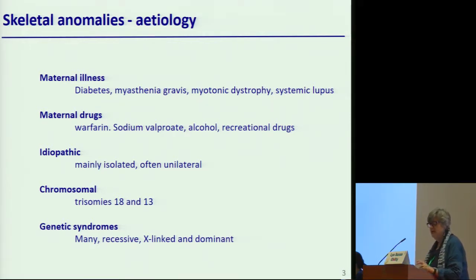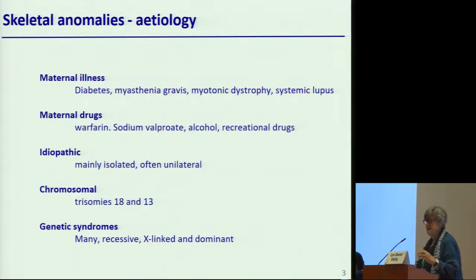Some maternal drugs can give you skeletal abnormalities, in particular warfarin, which can give you the appearance of stippling of the epiphyses at the end of the long bones. Sodium valproate, an anti-epileptic drug, can give you radial aplasia, as can alcohol. And of course, recreational drugs such as cocaine can give you transverse limb anomalies, as well as a lot of other anomalies.